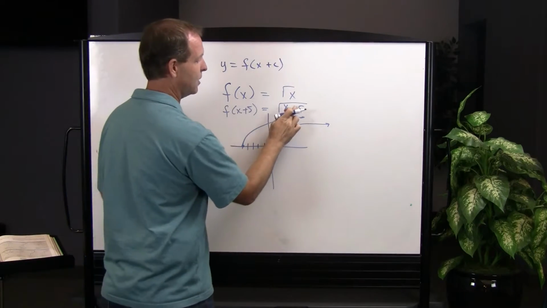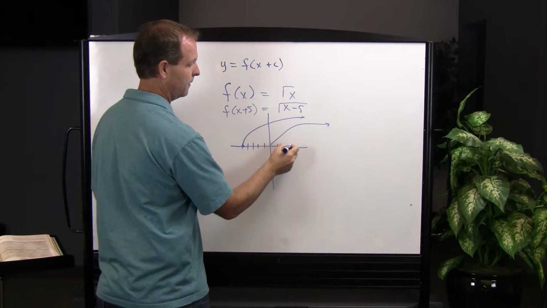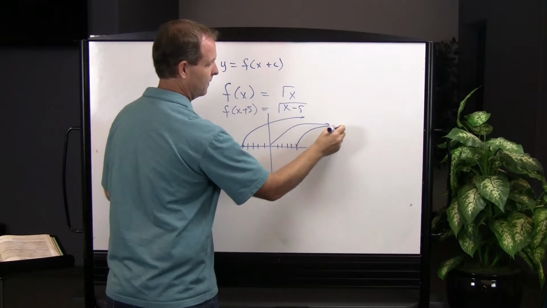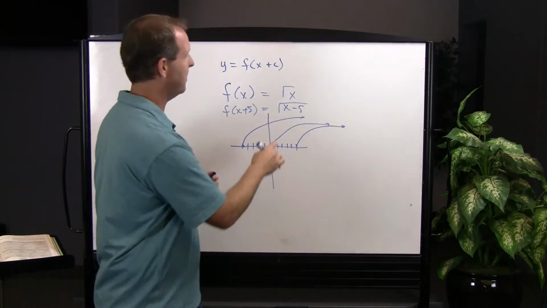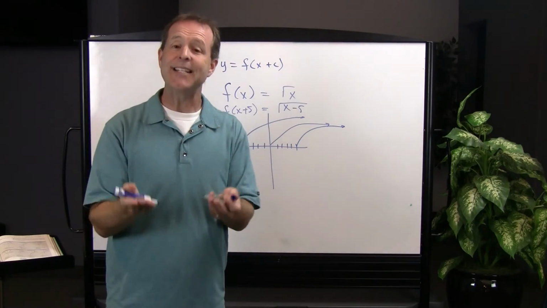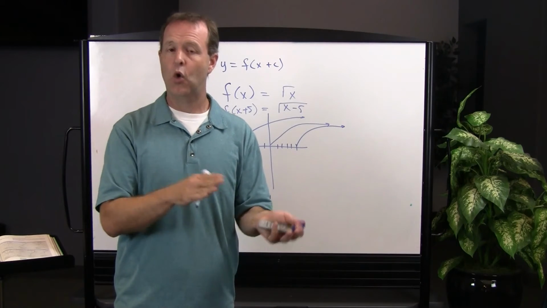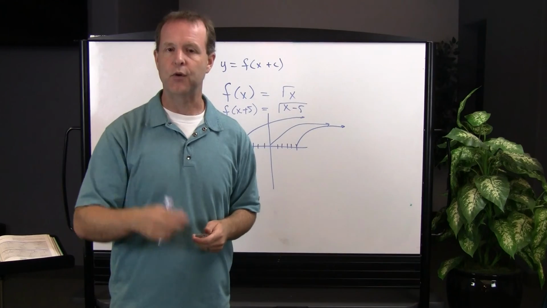If I change this to a negative, then it would take the same graph and shift that graph 5 units to the right. So try to help get yourself understood about what that plus and minus does. So anyway, that's how you transform a graph horizontally, or how you can help determine a graph horizontally through transformations.